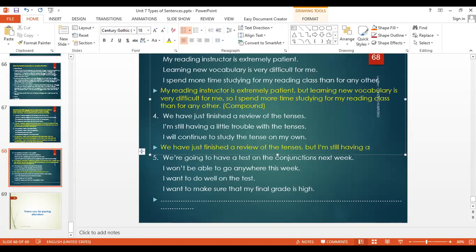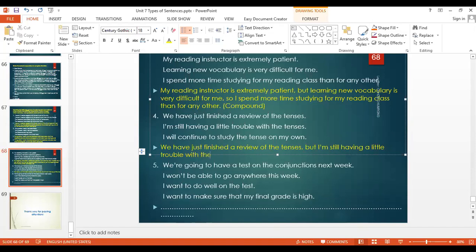I'm still having a little trouble with the tense. With the tense or with them? Okay. So, however. So right. Can we use however, teacher? Okay. Semicolon. Sorry. However, I will continue to study the tense on my own.